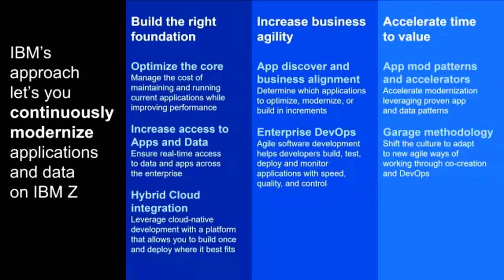IBM's approach to application modernization is built on these application modernization patterns. So I'm going to talk a bit about this. We've got quite a lot of assets available, and I'll give you the links at the end. It's based around continuously modernizing applications and data on Z, with the potential to significantly reduce the cost of application modernization, reduce the time involved, especially the time involved in delivering value, and reduce the risk associated with a rip and replace migration strategy.